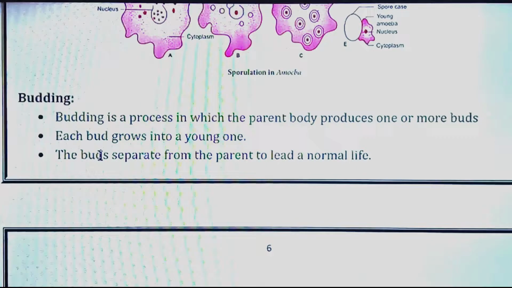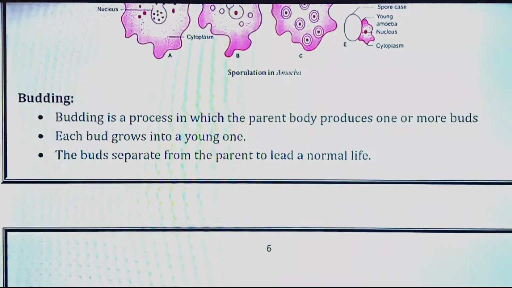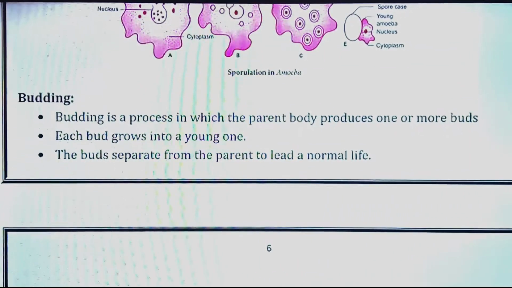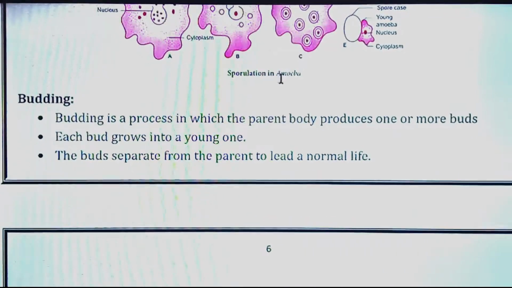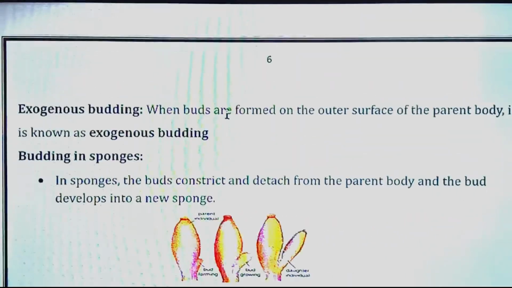So next we have budding. What is budding? Budding is a process in which the parent body produces one or more buds, and each bud will grow into a young individual. The buds will separate from the parent body, and they will become independent individuals to lead a normal life. Examples for budding are hydra and sponges.